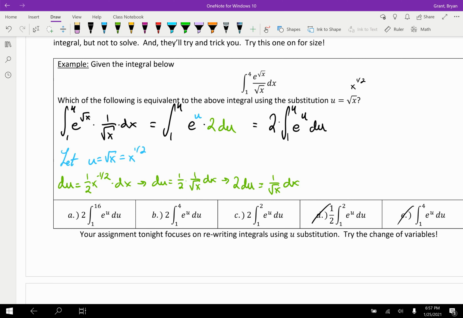We need to convert them to a new axis, our u-axis. And we do that just by evaluating each of them in our u equation. So we can find u of 4, which is the square root of 4, which is 2, and then also u of 1, which is the square root of 1, or 1. So how does this work? Well, the upper limit became 2, the lower limit actually stayed 1 here, and now we have our answer.